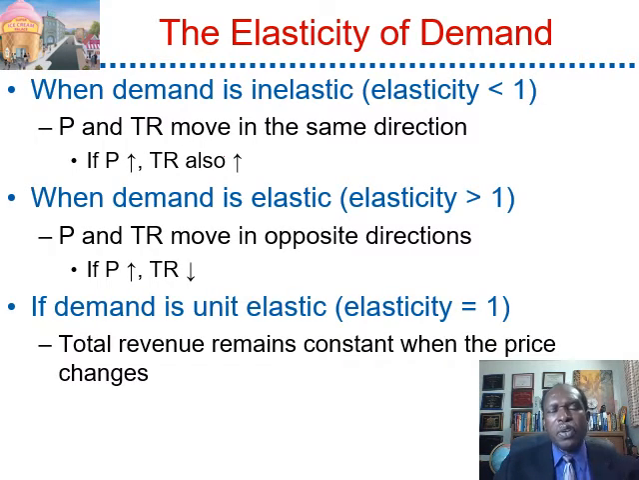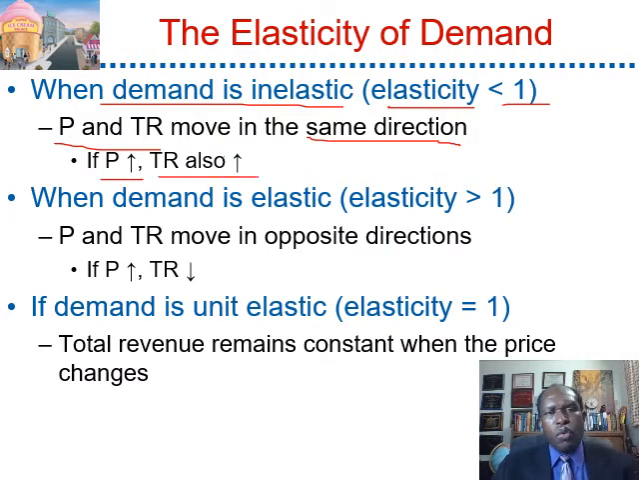To summarize figure 3, when demand is inelastic, the absolute value of the elasticity is less than 1, for instance, 0.5 or 0.3 or 0.8. So price and total revenue move in the same direction. If price goes up, total revenue will also increase. If price goes down, total revenue will also go down.